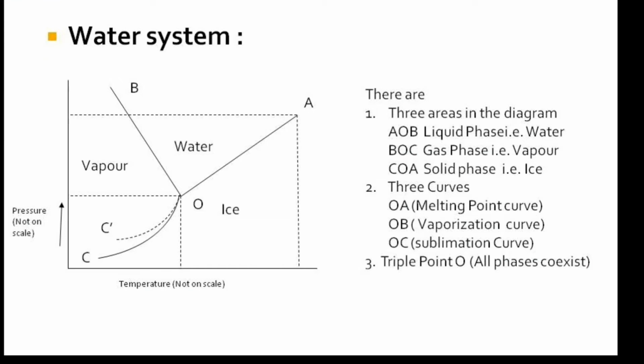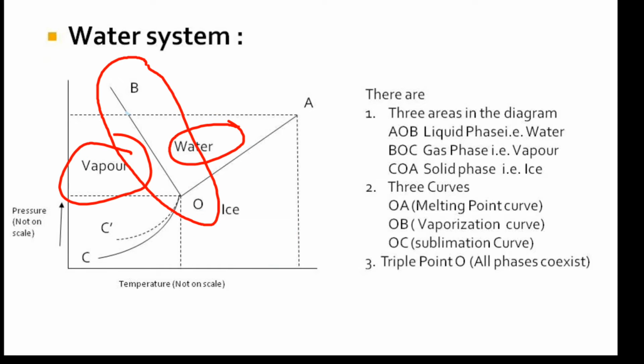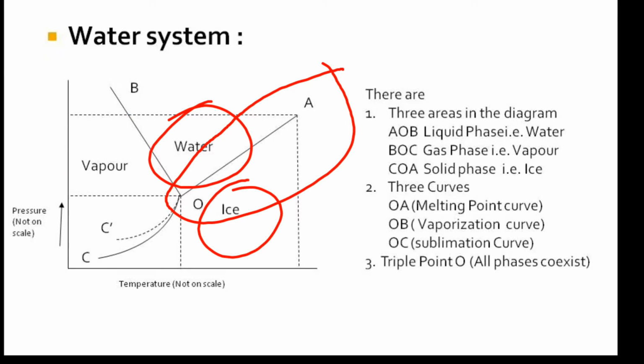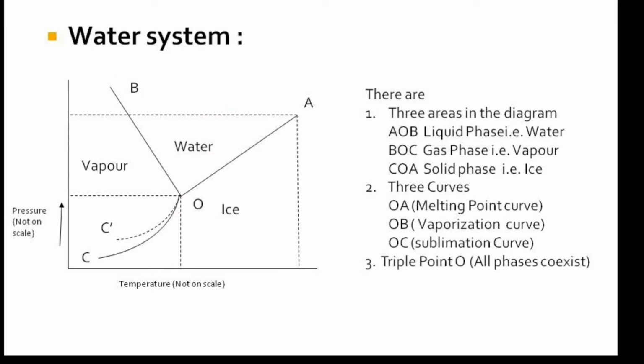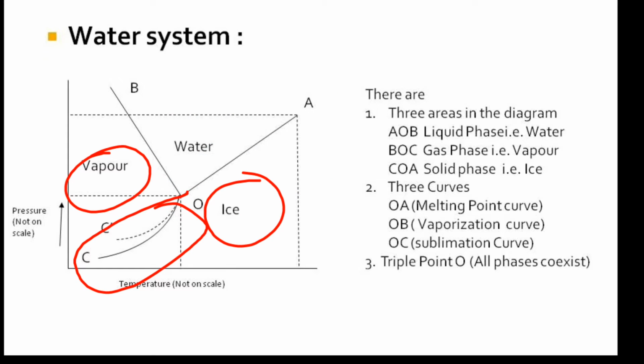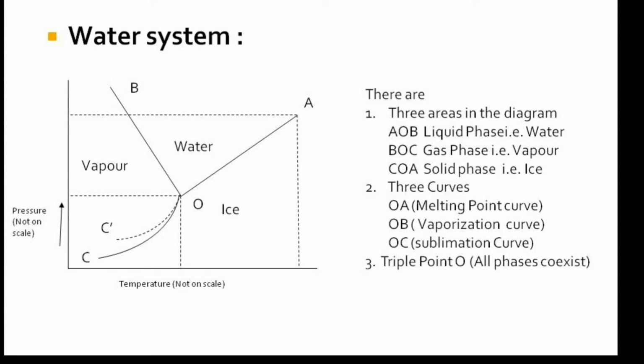So for water system, a curve between temperature and pressure is shown here. Here there are 3 phases: vapor, water and ice. Along curve OB, 2 phases coexist, that is vapor and water. Along curve OA, again 2 phases coexist, that is water and ice. Whereas along curve OC, 2 phases, namely vapor and ice, exist in equilibrium.